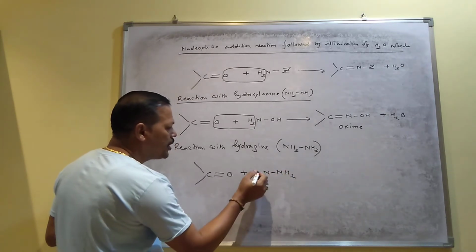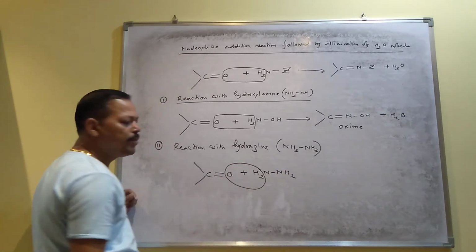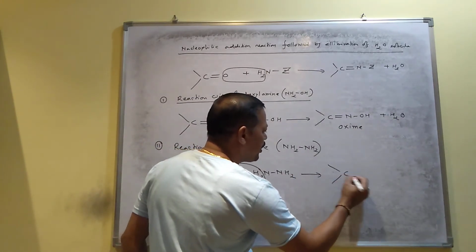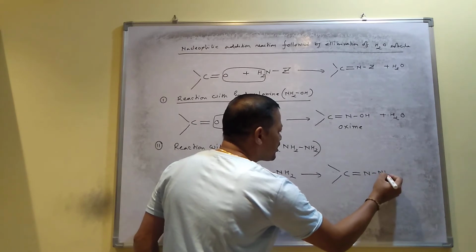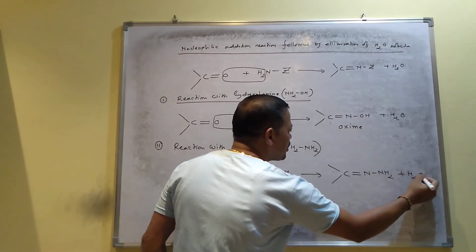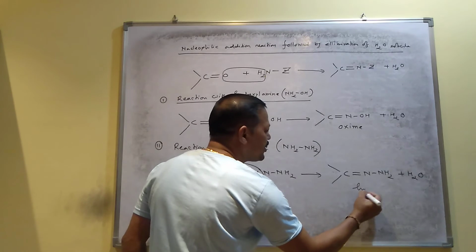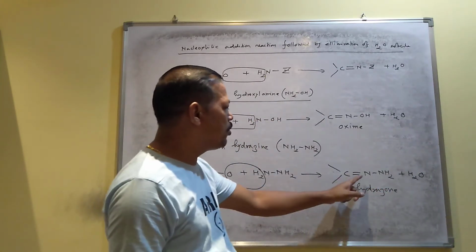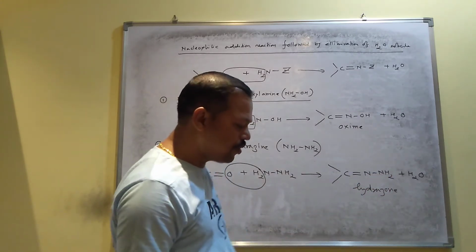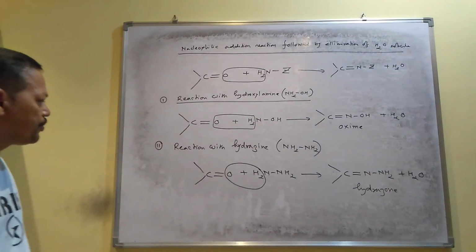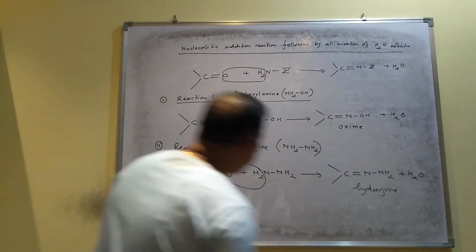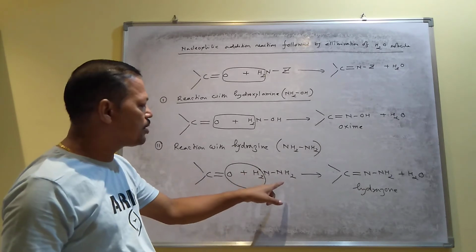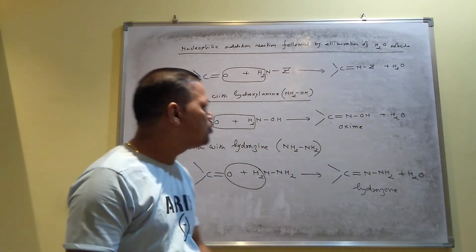NH2NH2, here also hydrogen combines with oxygen to produce water, and the remaining part will combine to form C double bond N NH2 plus water. This type of compound is called a hydrazone. Hydrazone means those compounds which contain C double bond N NH2. So hydrazine is one example of an ammonia derivative, and when an aldehyde or ketone, I mean a carbonyl compound, reacts with hydrazine, it will be converted to a hydrazone.